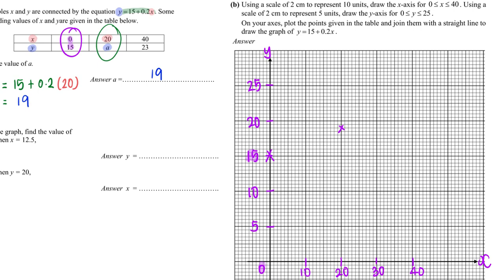Every 2 small boxes represent 1 unit. So at this particular point, we would then have 20 for x, 19 for y. And for the last part will be my 40 and 20, this point here. X is 40, y is 23, 21, 22, 23 will be here. And after which, please use a ruler and join this line neatly.